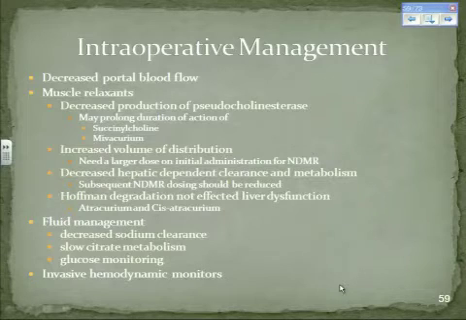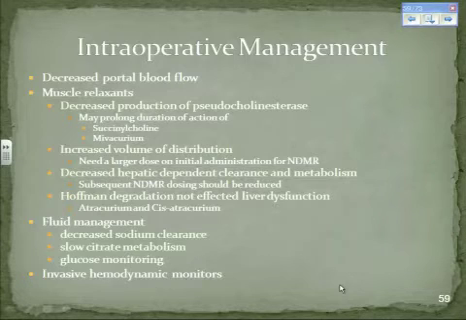Fluid management: you have decreased sodium clearance, and you have slow citrate metabolism. So when you're giving blood products to these individuals, sometimes citrate stays around forever and produces a very significant hypocalcemia in these individuals. Okay? Much more so than normal. So instead of having to just wait for 4 units of blood before you have to worry about hypocalcemia, you may have to worry about hypocalcemia on the 2nd unit of blood.